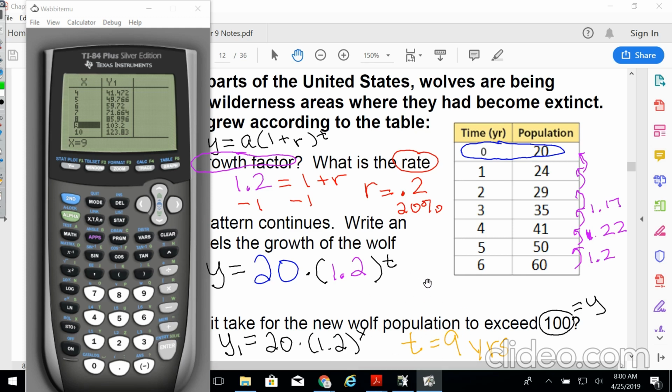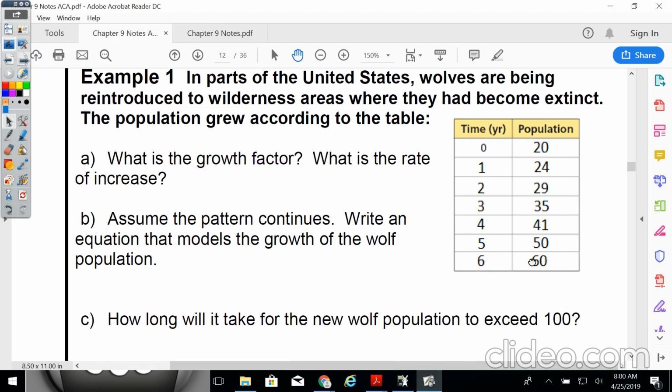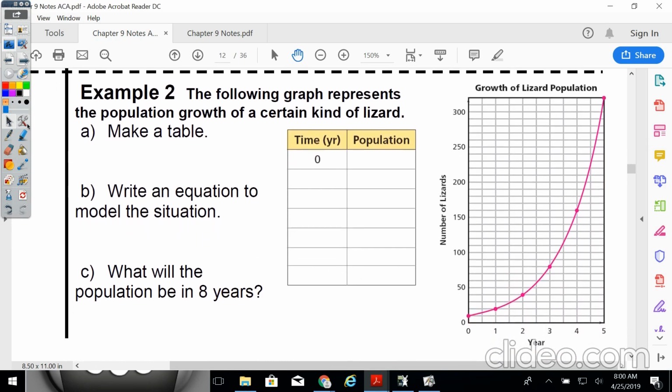So right now, we're just using the calculator. All right, moving on to example 2. Again, using the table, but this time we have to use the graph to generate the table. So the following graph represents the population of a certain kind of lizard.